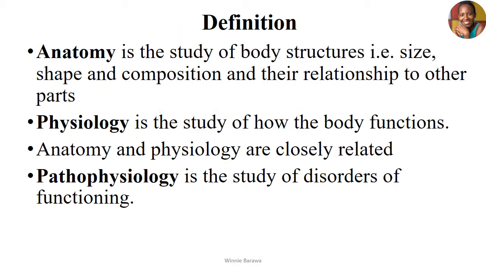By definition, anatomy is the study of body structures, that is to mean the size, shape, and composition, and the relationship to other parts of the body. While on the other hand, physiology is the study of how the different body parts function. Now, given that anatomy is the study of body structures and physiology is the study of body function, this confirms that anatomy and physiology are closely related.